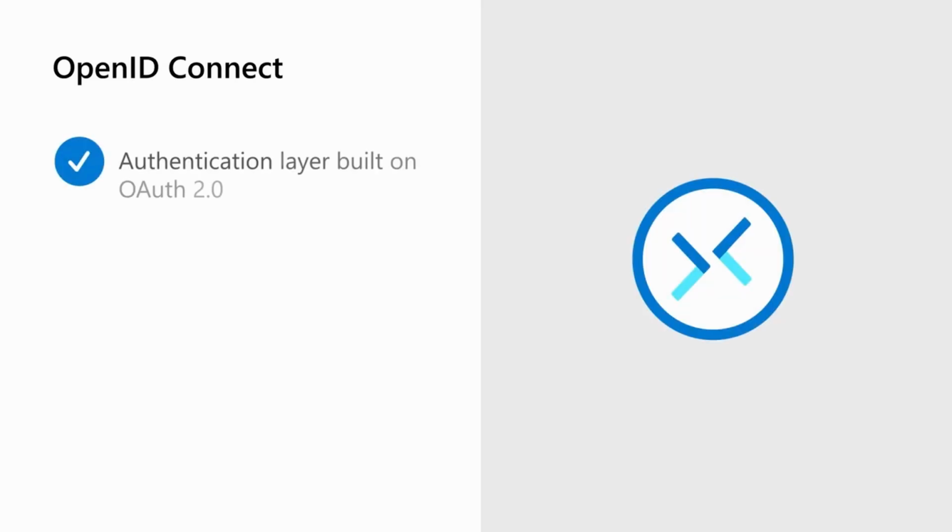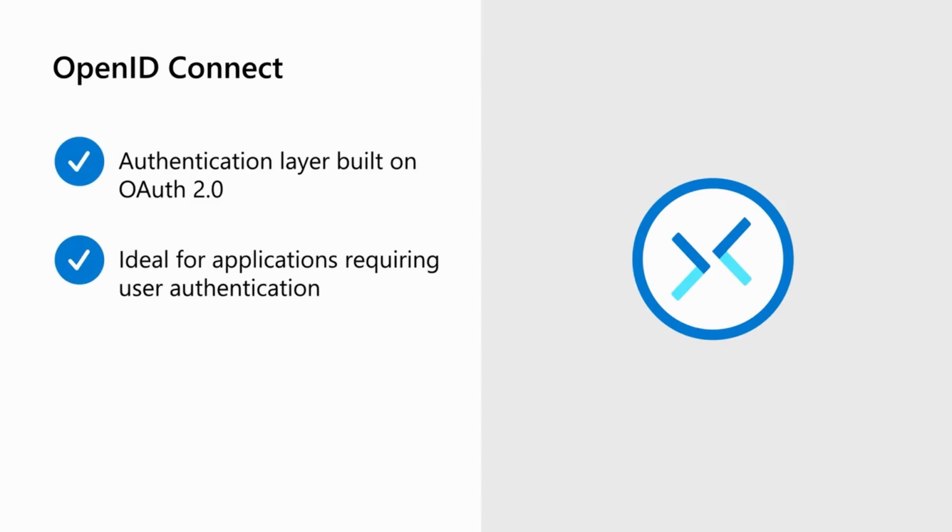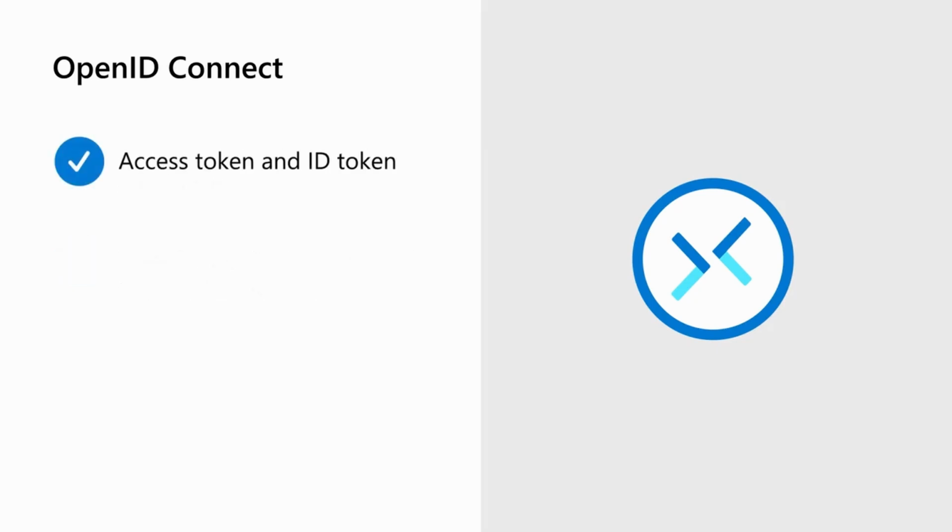Now let us move on to OpenID Connect, which is a useful authentication layer built on top of OAuth 2.0. It has some identity verification methods missing from OAuth 2.0, making it a great choice for applications requiring user authentication. One of the key benefits of OpenID Connect is that it provides both an access token and an ID token. The ID token is a JSON web token, frequently abbreviated as JWT, containing information about the authenticated user. This is helpful for applications that need to know who the user is.